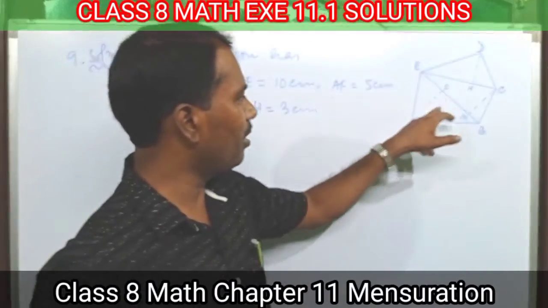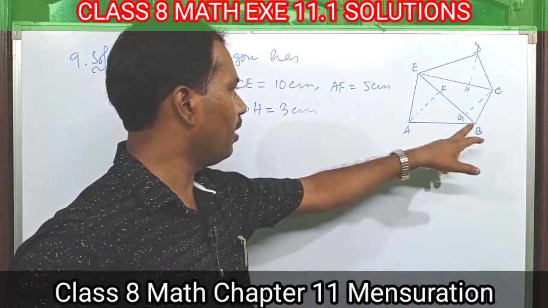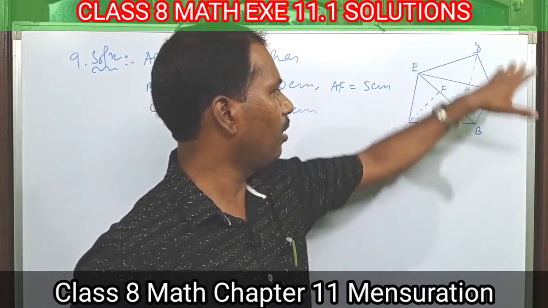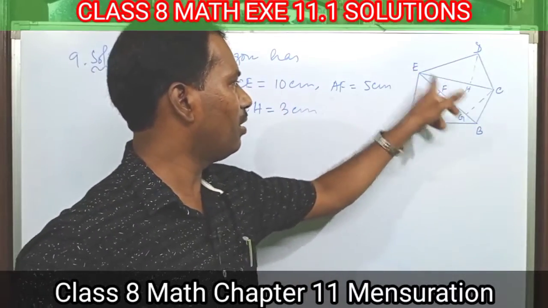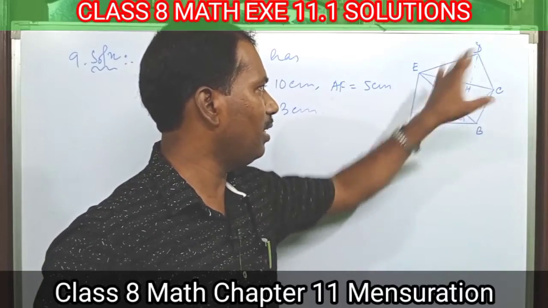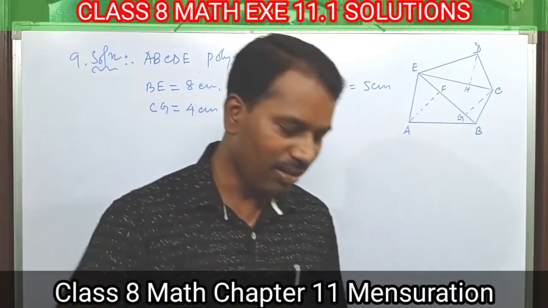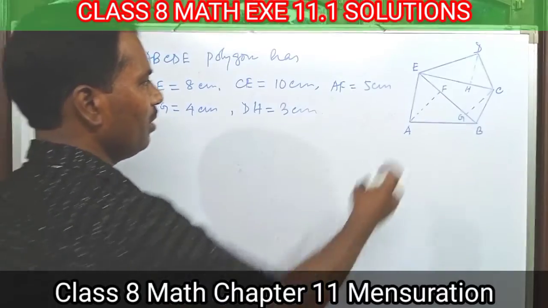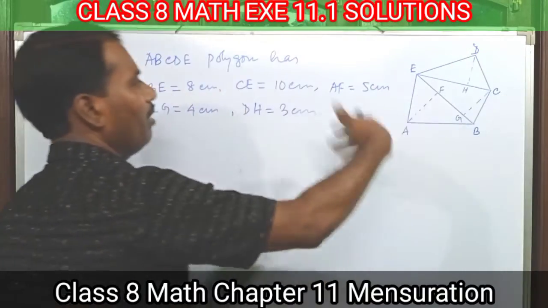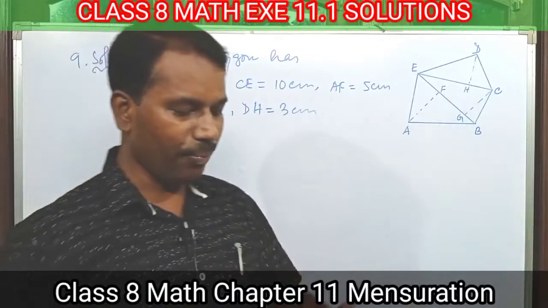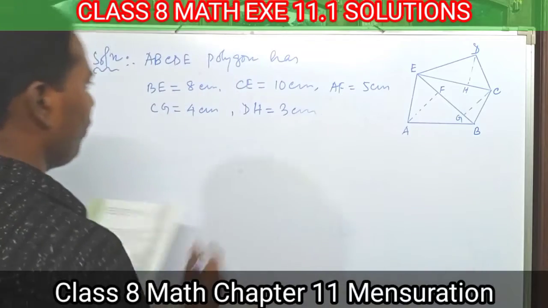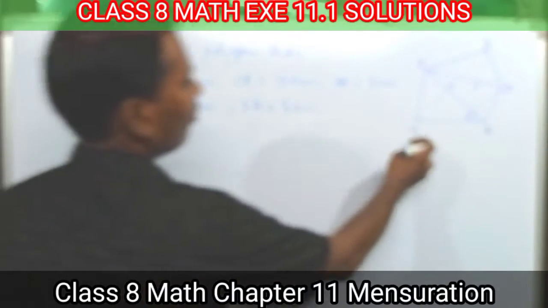This polygon is divided into 3 triangles. You see, joining BE and CE. This is polygon ABCDE, but joining these diagonals BE and CE, it is divided into 3 triangles. We will find the area of the 3 triangles separately, and we will add them. Then we will get the area of this polygon. The first is the area of triangle ABE.